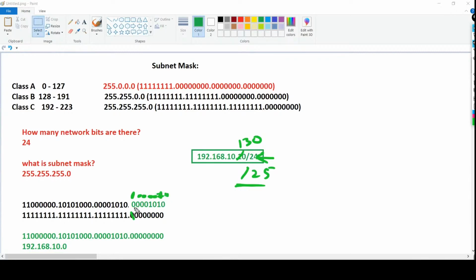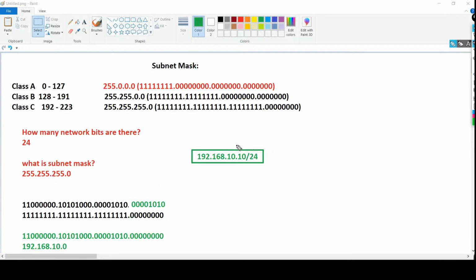So what will the value be here? Here you will get 1, right? Because here you can see 1, 1. So what will it be in decimal? In decimal here you will get 128. That means now the network ID of this IP address is 192.168.10.128. But if we are using /24, that means the network is 10.0. Don't think much about it now. Just wait.